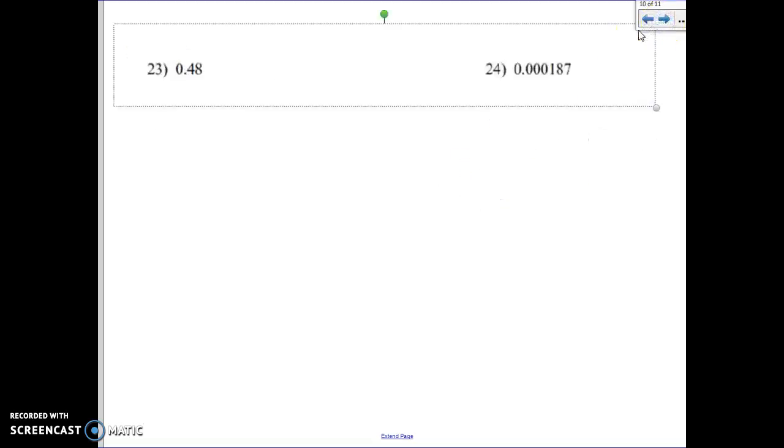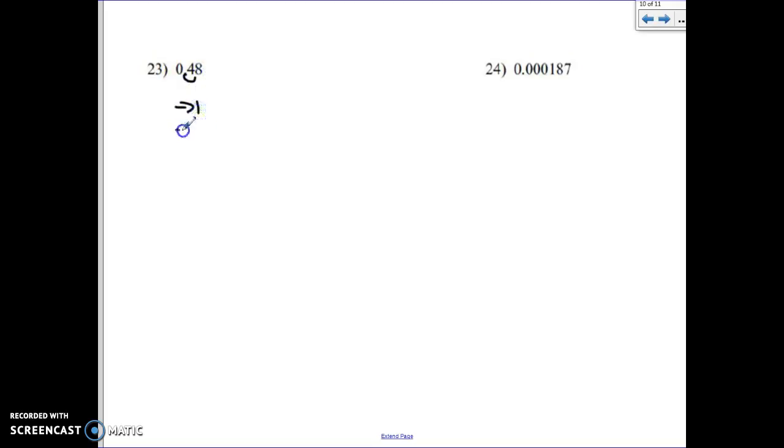So let's look at some negative exponents here. In this case, I have to move it to the right. I'm moving it to the right 1, which means it's a negative 1 exponent, because negative exponents get me decimals. So I got 4.8 times 10 to the negative 1st power.